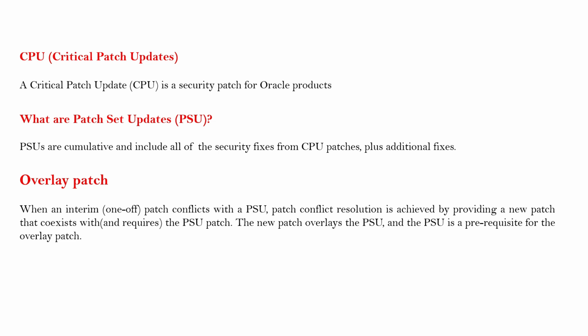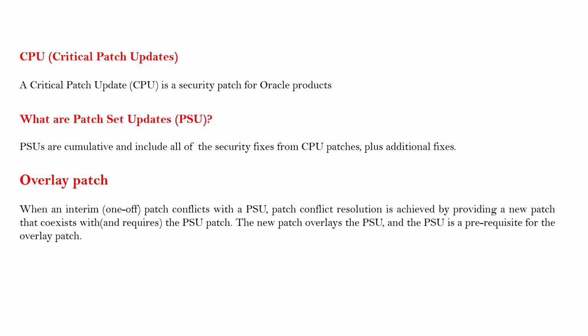So what happened is that this is specifically related to the PSU. Whenever you are going to apply the patch set update, at that time you may get certain kinds of conflicts for some of the interim or one-off patches that you have already applied in your system. So what will happen in that case, when you are going to apply PSU and you get a conflict with one of the overlay, interim or one-off patches?